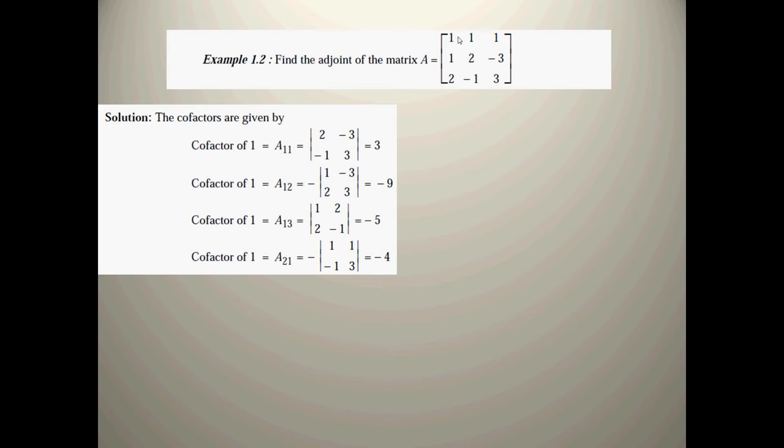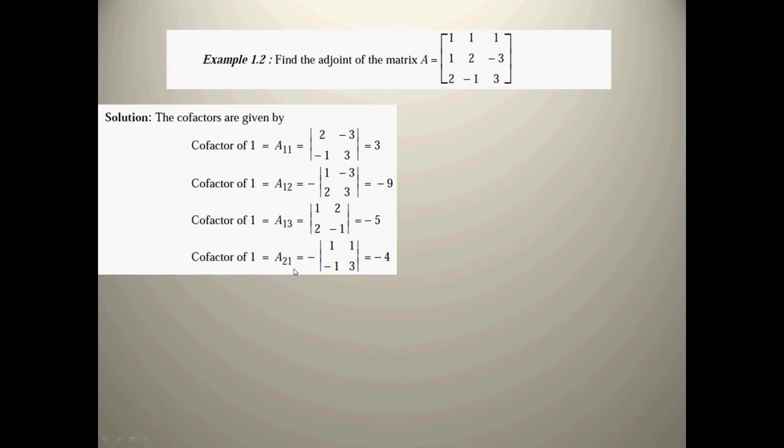Then the cofactor of 1, this one. So this row and this column are to be rejected or neglected. The remaining elements 1, minus 3, 2 and 3, you have to evaluate the determinant. Negative of the determinant will be the cofactor of this one. It is represented as A12, meaning the cofactor of the element of the first row and the second column in the matrix A. Similarly, the cofactor of 1, A13, that is of this. The determinant is 1, 2, 2, minus 1, it is plus. So 1 into minus 1 is minus 1, minus of 4. So minus 1 minus 4 is minus 5.